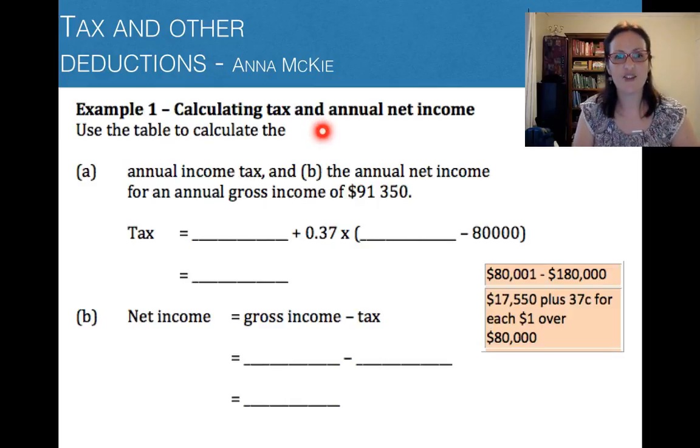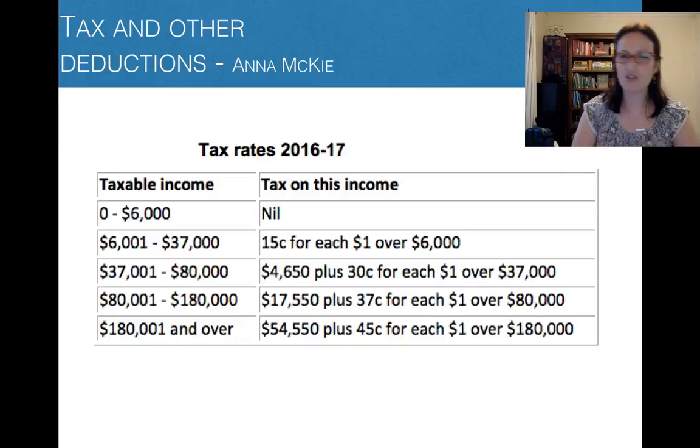So calculating tax and annual income. We have to use the table to calculate, first of all, the annual income tax and then the annual net income. So annual meaning per year for a gross income of $91,350. So anytime you have to work out the tax on an annual income, go back to the tax table. So let's just have a look. That was $91,000. Have a look down the left. Where does that fit in? $91,000. So it fits in here. 91,000 is between these two numbers. So this part will tell you how to work out how much tax. So let's go and do that.